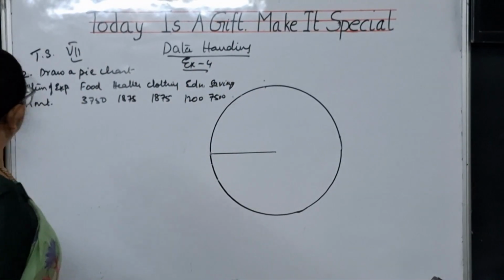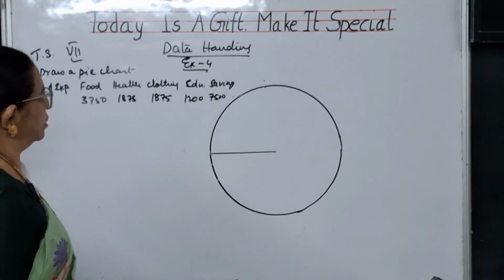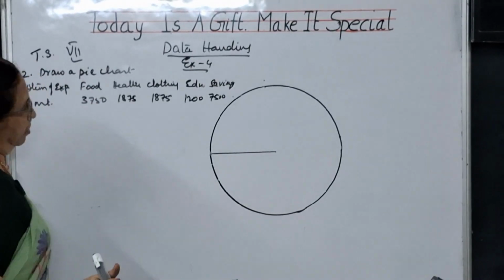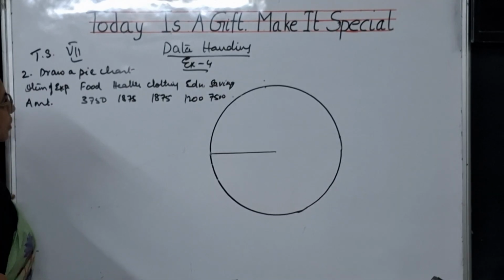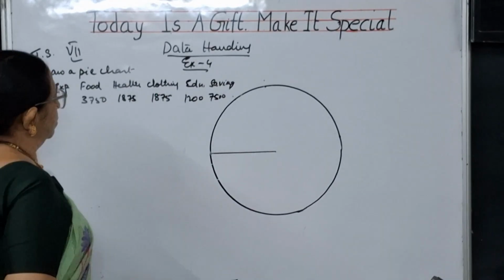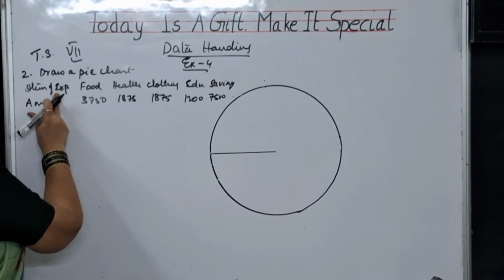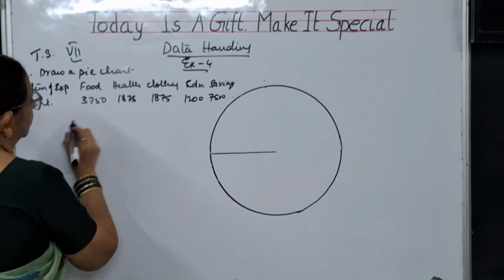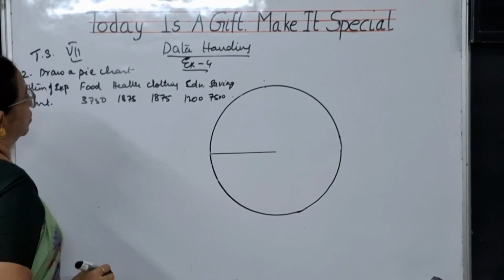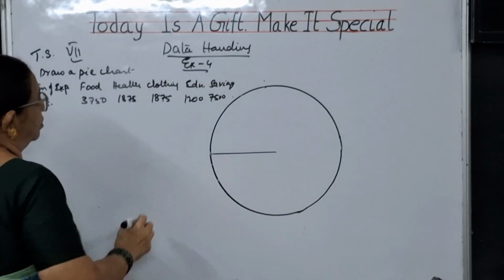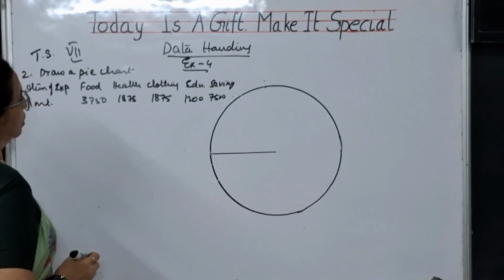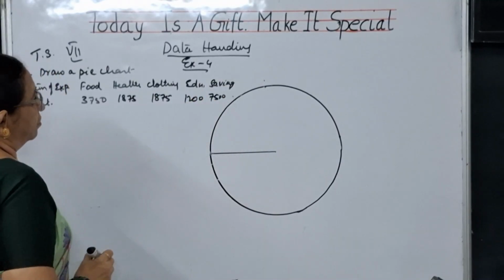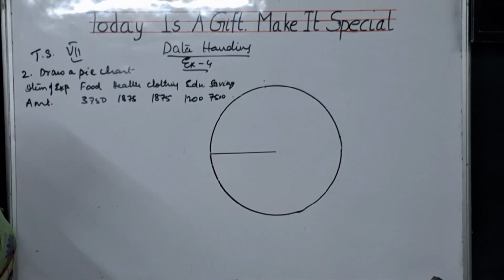Now, exercise 4, the second problem is a pie diagram, children. This first was a graph. Now this is the second one. In this, draw the pie chart. They have given items of expenditure and amount spent on it. On food 3,750, health 1,875, clothing also 1,875, education 1,200, saving 7,500. This is what is given in the problem.